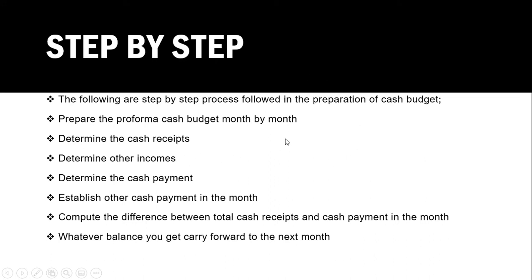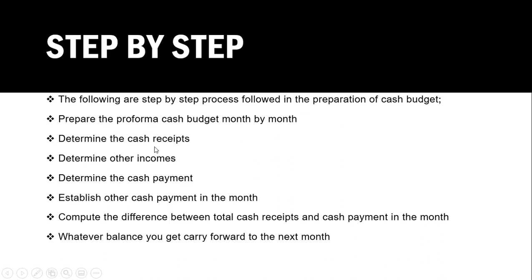Now there are steps to be followed in the preparation of a budget. What are the critical steps? The following is a step-by-step process followed in the preparation of the cash budget. How do you prepare the cash budget? Remember, all this is about management of cash. Cash management is critical for business operation. So prepare a pro forma cash budget month by month. In other words, you prepare the cash budget statement, the statement showing how cash is being managed in the business for different months.